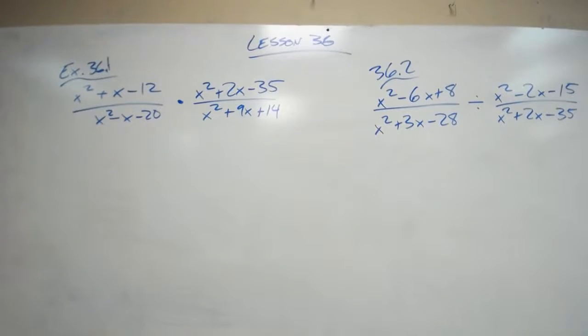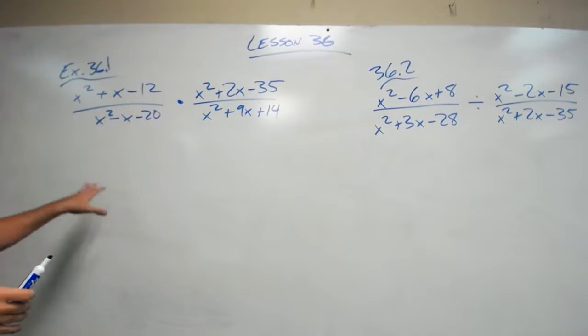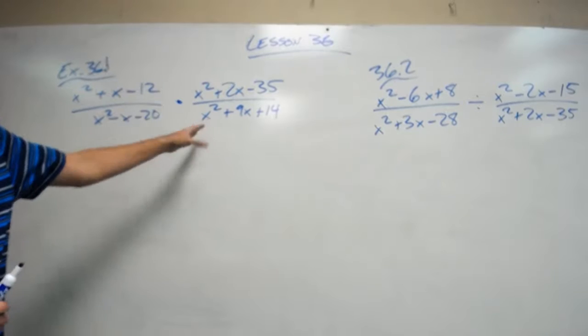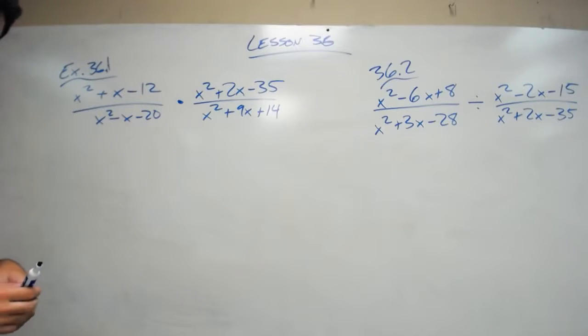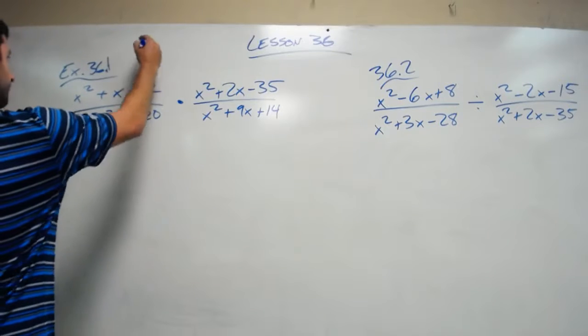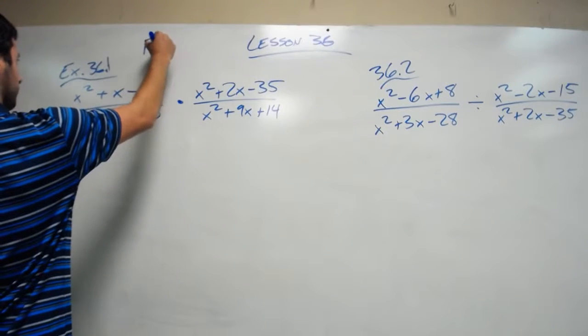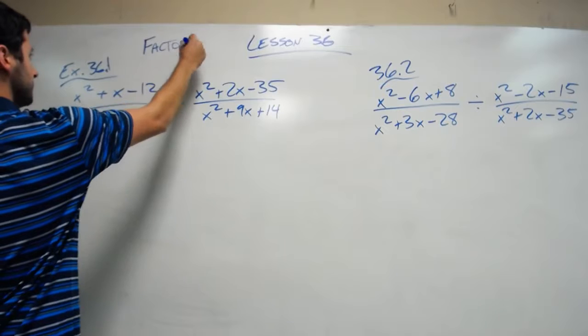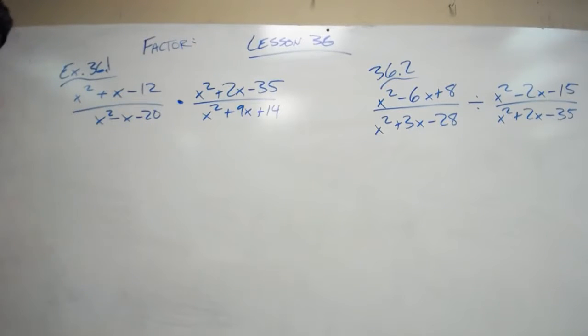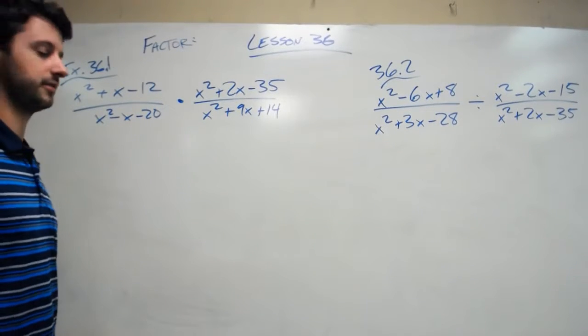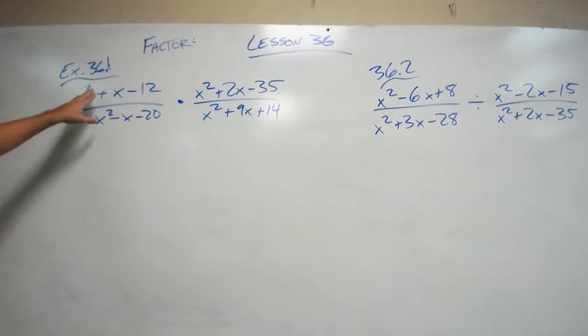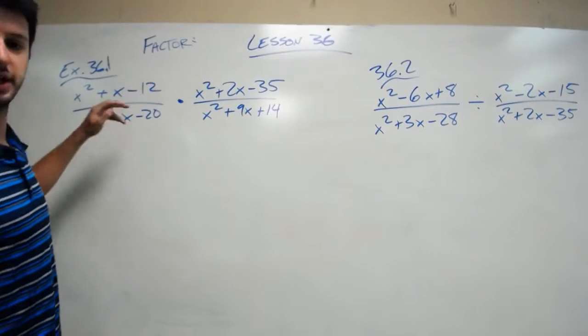In lesson 36, we're going to look at multiplication and division of rational expressions. These are rational expressions, and we're going to figure out how to multiply them. It's very simple. As long as you know how to FOIL and factor, then these are going to be pretty easy. But if you don't know how to factor, these are going to be good practice. So we've got to factor basically as much as we can.